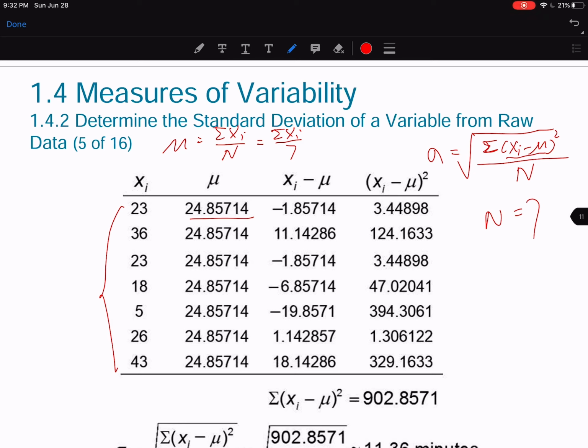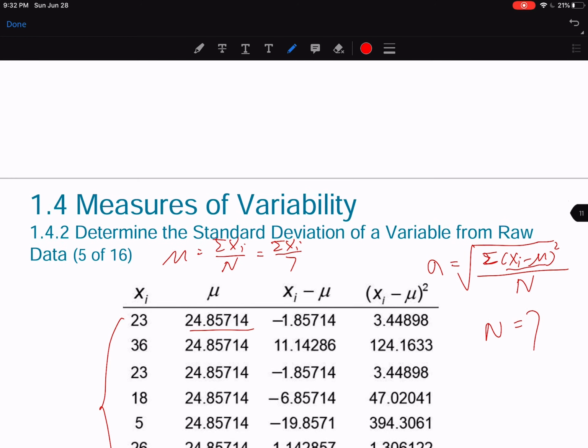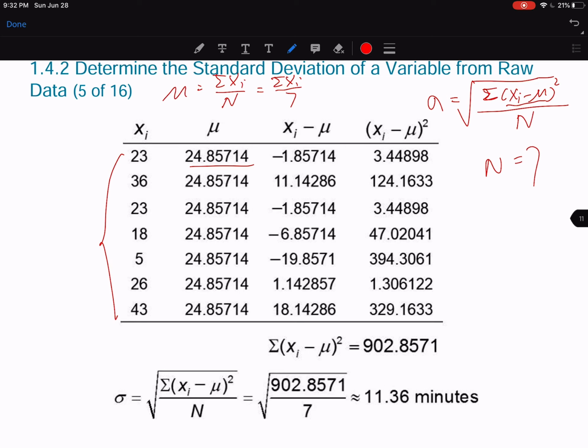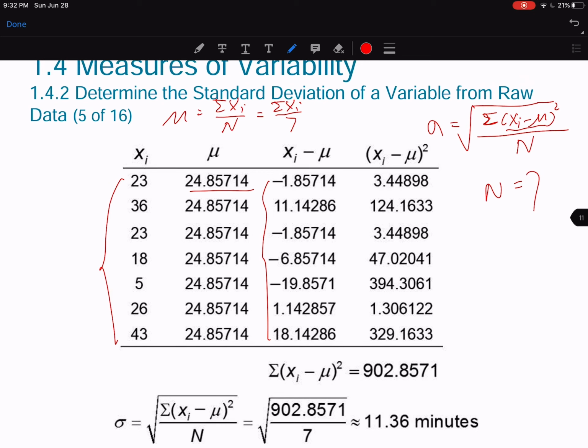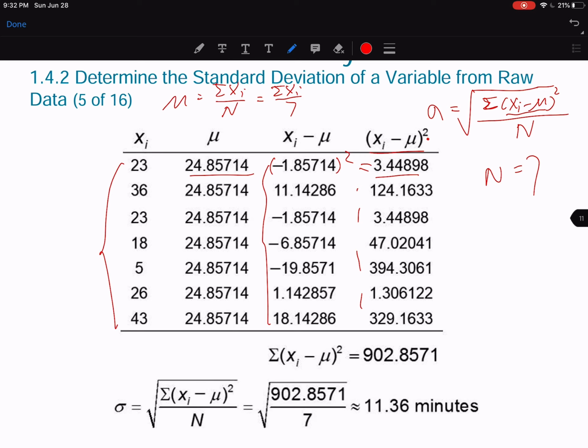Then we want to find the deviation about the population mean by using xi minus mu, and we get all of the deviations about the population mean in this column. We square each of them in this column to find the squared deviation about the population mean. This is equal to the square of that, and so forth. Once we have all of the squared deviations about the population mean, we add them all up to get the sum of squared deviations about the population mean.